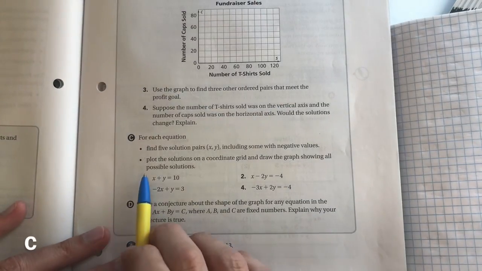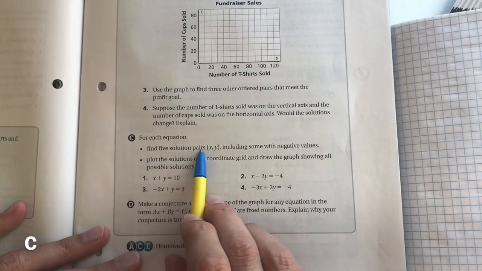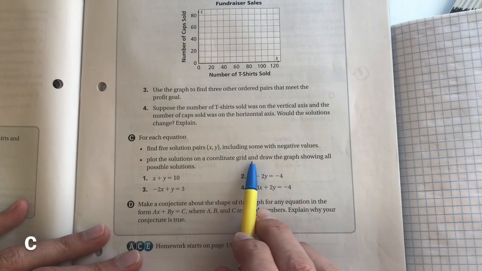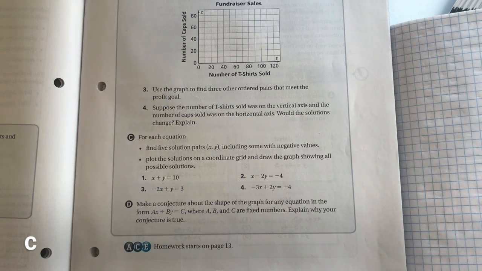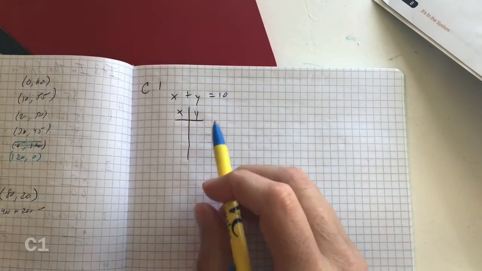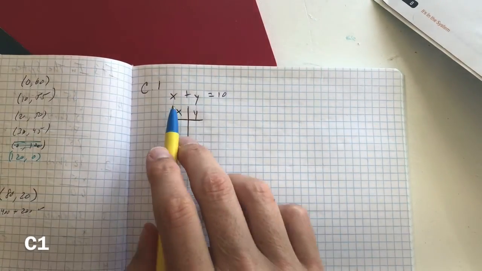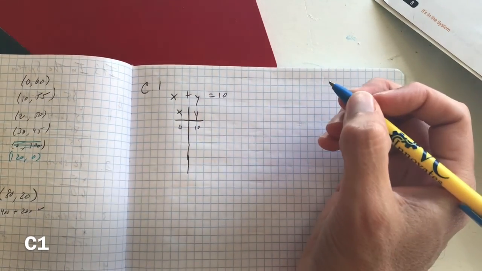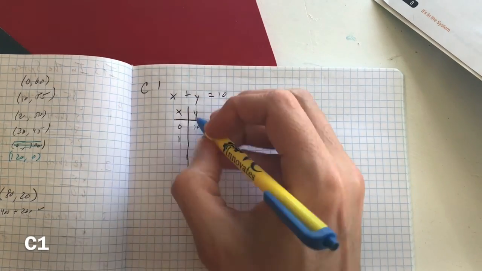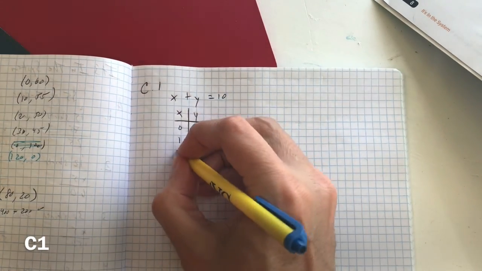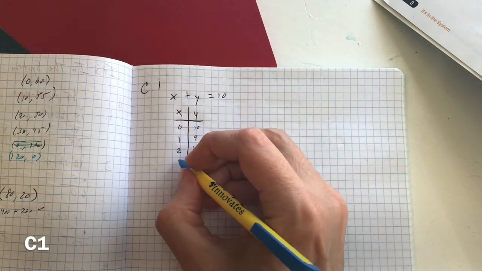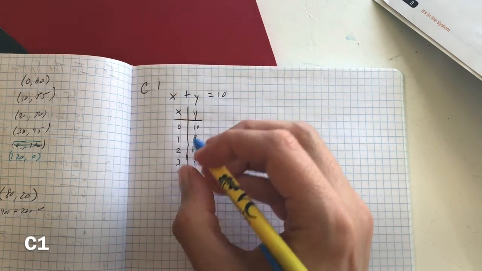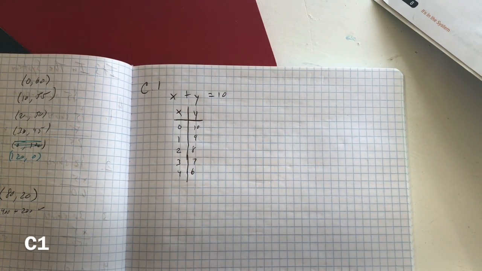All right, part C. For each equation, find 5 solution pairs that would work, some with negative values. Plot the solutions on a coordinate grid and draw the graph to show the possible solutions. All right, let's take a look. I just made a table of values here. If I put in 0, that means this is going to be 10. If I put 1, plus what gets me 10? It's going to be 9. If I put 2 in, it's going to give me 8. 3 in is going to give me 7. And 4 in is going to give me 6. And that's the table of values in ordered pairs.